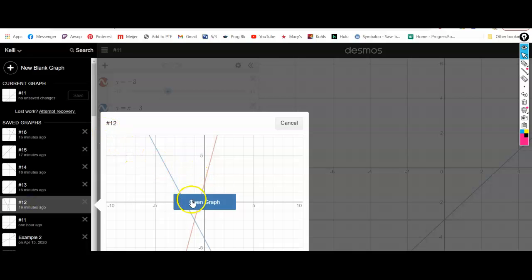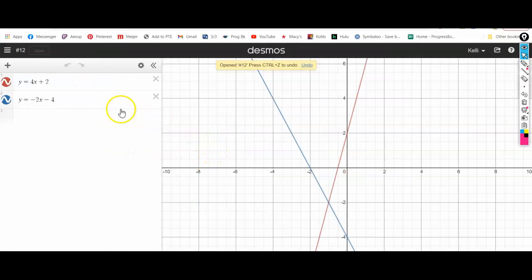Here's problem number 12, okay? We have y equals 4x plus 2 and y equals -2x minus 4. Here I have graphed them. They have one solution, obviously, and that solution is -1, -2. Okay, that's how you find it.